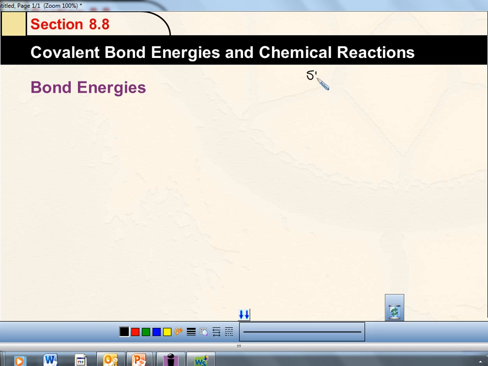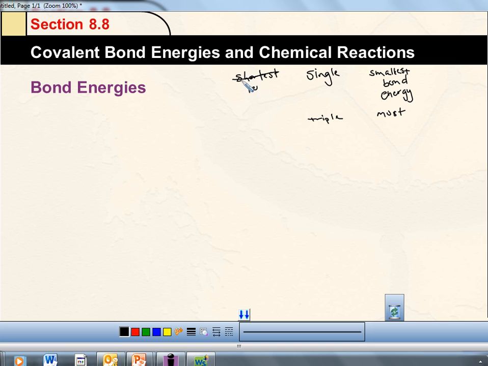So a single bond has the least or the smallest bond energy, where triple bonds have the most bond energy. But then if we look at bond length, single bonds have the shortest length.